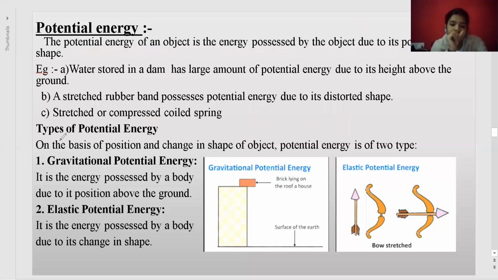Further, this potential energy is classified into two types: gravitational potential energy and elastic potential energy. Okay. So what is gravitational potential energy? It is the energy possessed by a body due to its position above the ground.